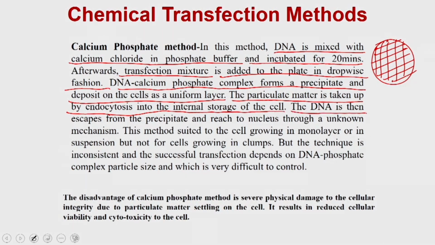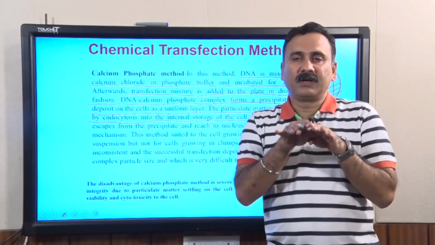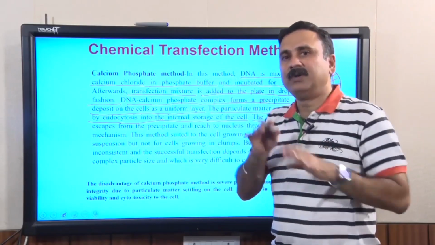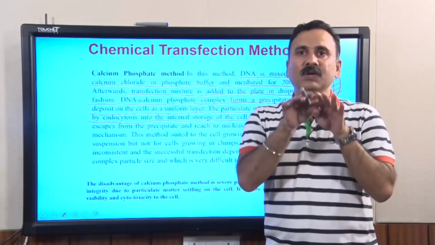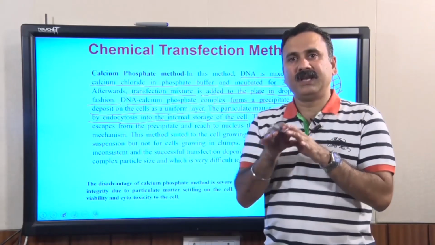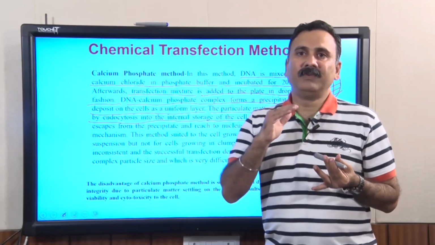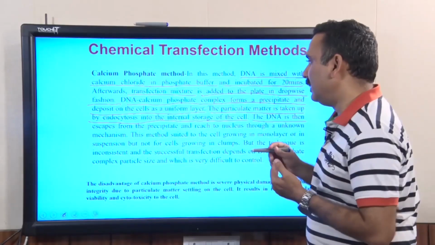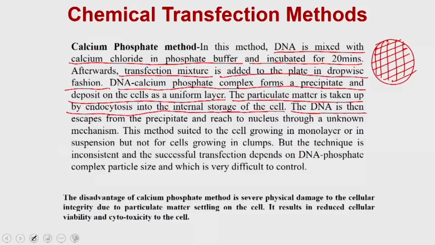You know that the internal storage environment after endocytosis is not going to keep the calcium phosphate in complexes. So, once it enters the cell and goes to the storage area, the calcium phosphate is released and the free DNA is available to escape from the precipitate and reach the nucleus. Although the mechanism of how the DNA escapes from the calcium phosphate precipitate and reaches the nucleus is still not known.